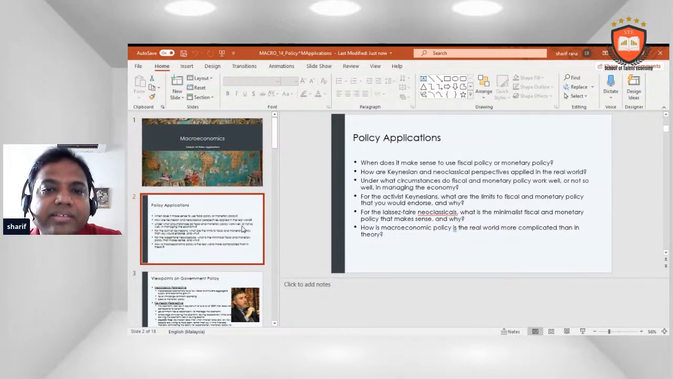For the activist Keynesians, what are the limits to fiscal and monetary policy that you would endorse and why? For the laissez-faire neoclassicals, what is the minimal fiscal and monetary policy that makes sense and why? How is macroeconomic policy in the real world more complicated than in theory?